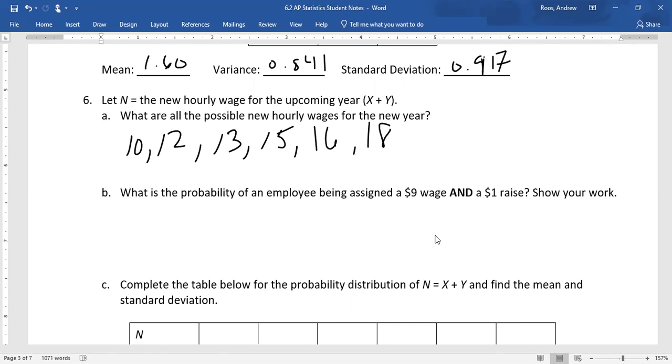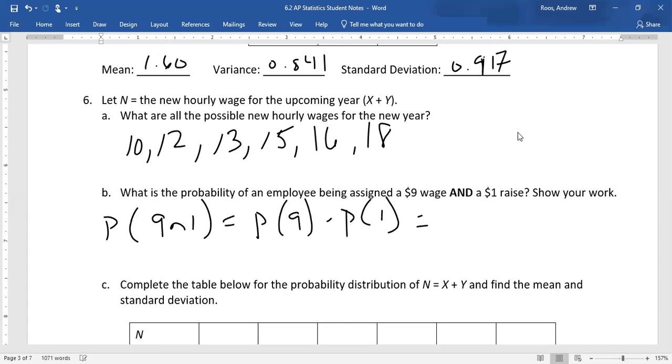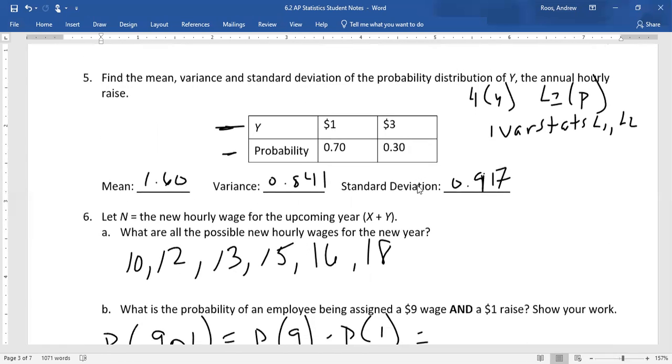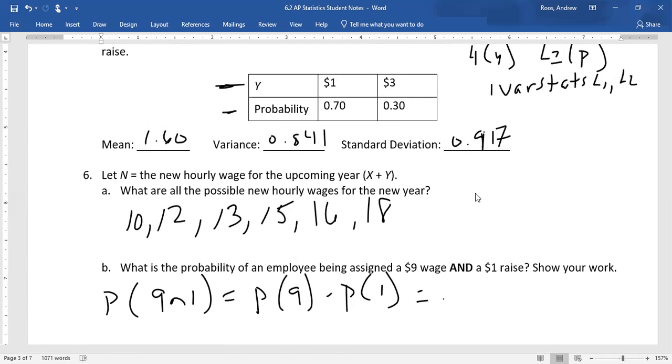Okay, what is the probability of an employee being assigned a $9 wage and a $1 raise? Well, the probability of 9 and 1 would equal the probability of 9 times the probability of 1. The probability of 9 from up here would be 0.30, times the probability of 1 from this table, 0.70, would equal 0.21.